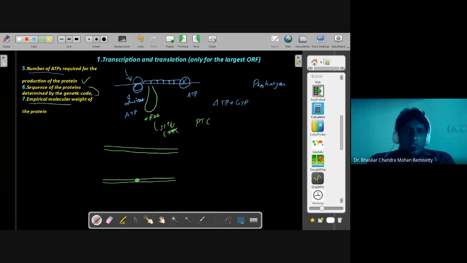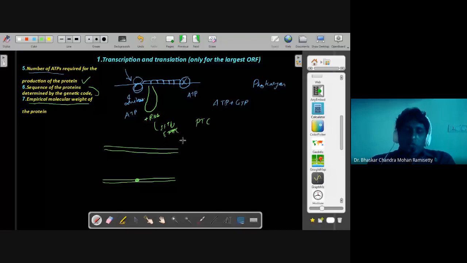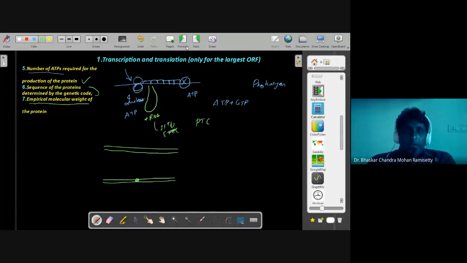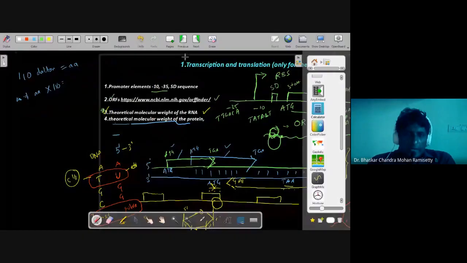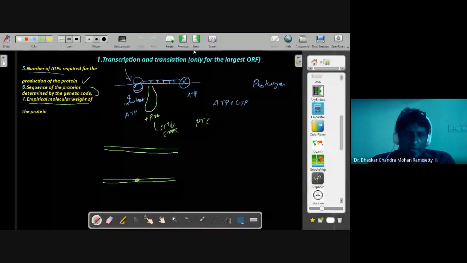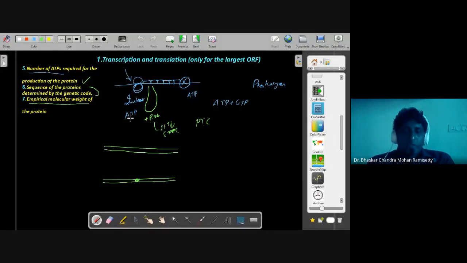Then I want the empirical molecular weight. Once you have determined the amino acid sequence of the protein, go to a website, Google search how to calculate the empirical molecular weight of a protein, give the amino acid sequence, and it will tell you the molecular weight. And then I want you to compare it with the theoretical value you calculated in the previous one. Find out, compare these two and tell me what is the difference.